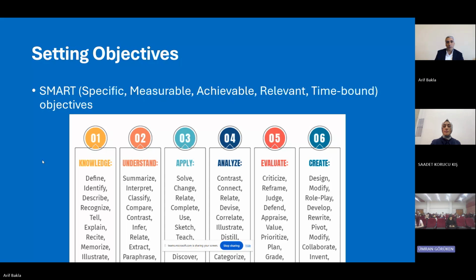Relevant and time-bound are also self-defining.